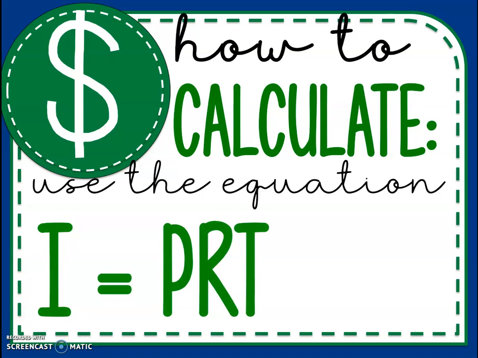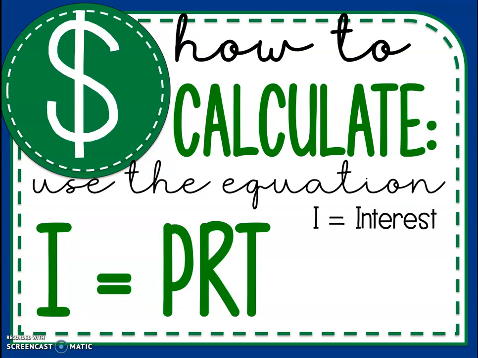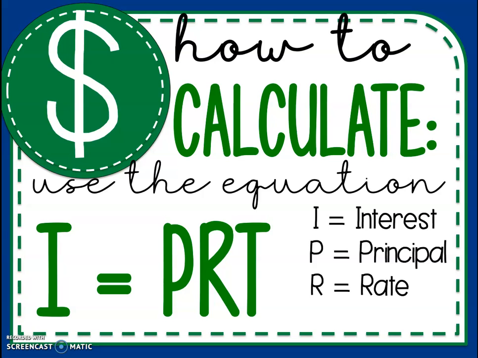Okay. So we have this equation, I equals PRT, and the I is the variable for interest. The P is the principal, and principal means the initial amount. So it's like the principal is the amount you either put in or the amount that you borrowed from the bank. R is a rate, and that is the percentage of what you're paying for interest. Your rate is either like a 4.2% or a 5%. So that is your rate.